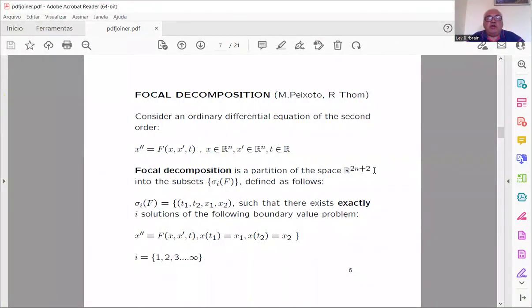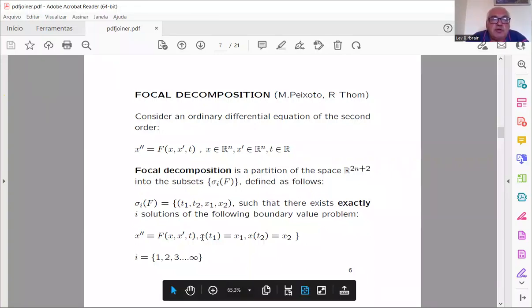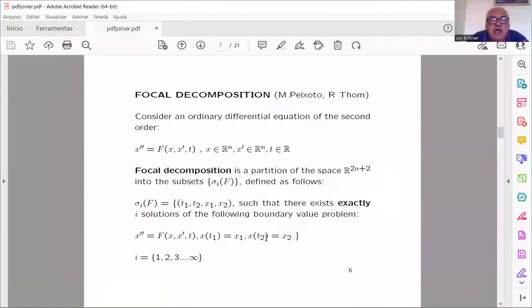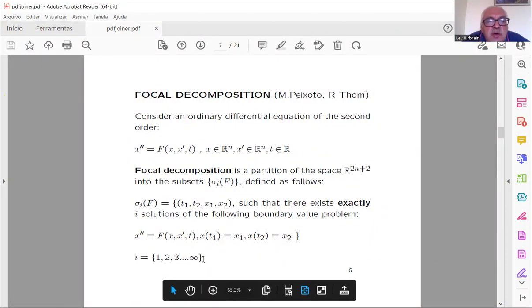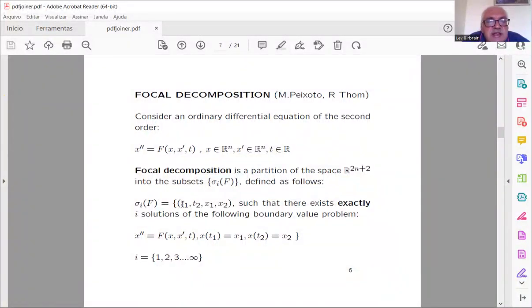So what do two-point boundary value problems mean? You have the boundary value problem where x of t1 equals x1, x of t2 equals x2, right? So the boundary value problem is just t1, t2, x1, x2, okay? Now we consider the space of all the boundary value problems, and to each boundary value problem we associate the number of solutions. Here I forgot to include zero. So we consider sigma i of f, which is the set of (t1, t2, x1, x2) such that this boundary value problem has exactly i solutions.